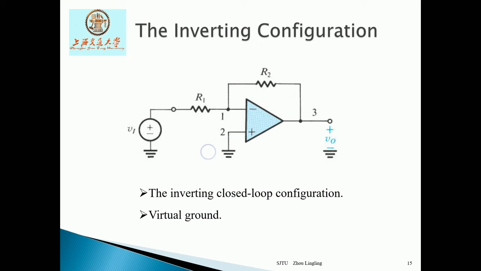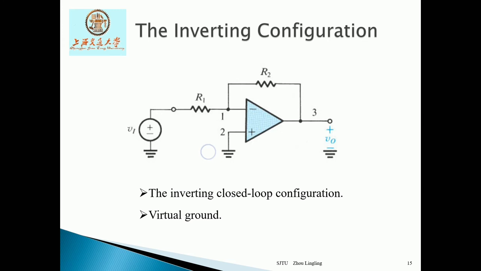Next is the inverting configuration. The circuit shows the inverting amplifier configuration. This is an inverting closed loop configuration with a virtual ground. This circuit is the most used of all the operational amplifier circuits. It is also called a phase shifting circuit.